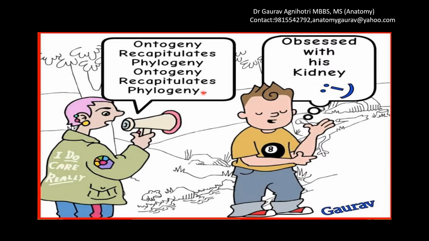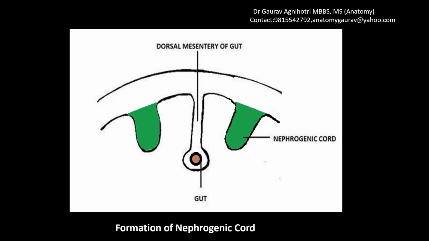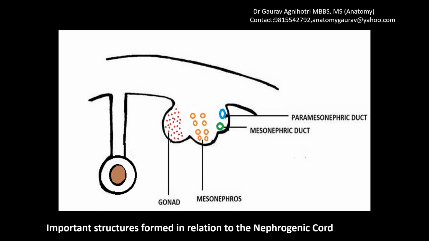Now the intermediate mesoderm forms a bulging in relation to the posterior abdominal wall, and that is called the nephrogenic cord, shown in green here. The nephrogenic cord extends from the cervical region to the sacral region and is lying lateral to the dorsal mesentery of the gut. So this is the dorsal mesentery of the gut, and this is the nephrogenic cord in green.